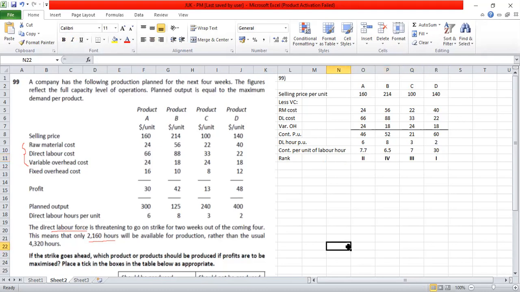Now, based on the ranking, we see D is most profitable. Every 1 hour used by product B gives a contribution of $30. So as much as is required by D, first allocation will be made to D. How many hours are available? Total number of hours available are 2,160.